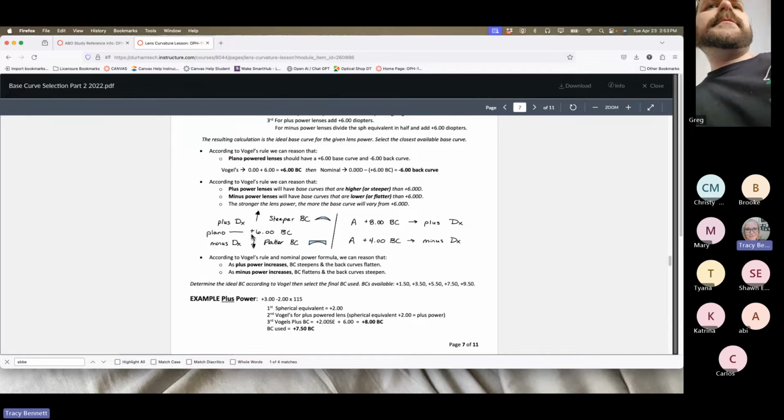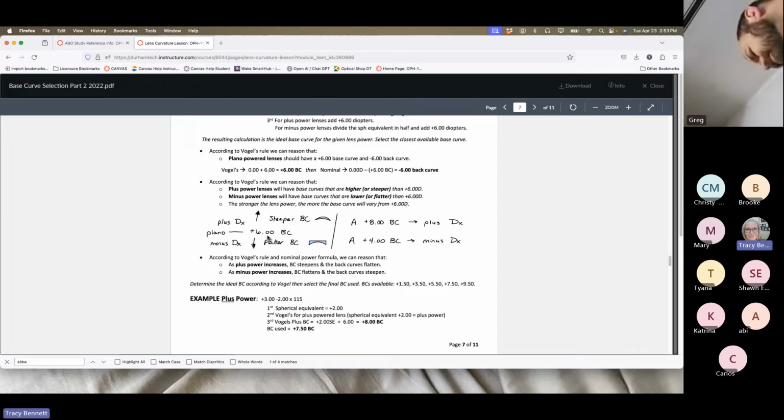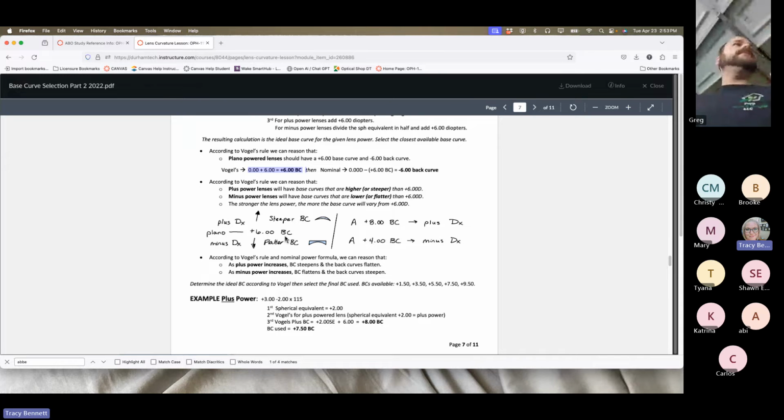When we're looking at base curves, if you do Vogel's with a plano powered lens, you end up with a 6 base curve. So right here you see plano or no power, you can think, oh, that's going to be a 6 base curve according to Vogel's. And as that plus power increases, the base curve steepens, because we're getting more of that plus shape there. So it goes above 6, like to a +8 or something. It could be anything above 6.